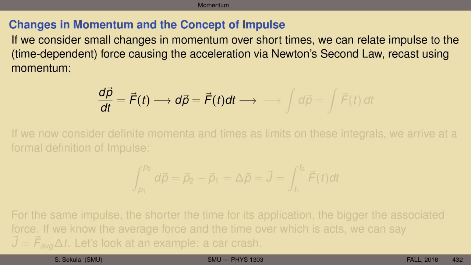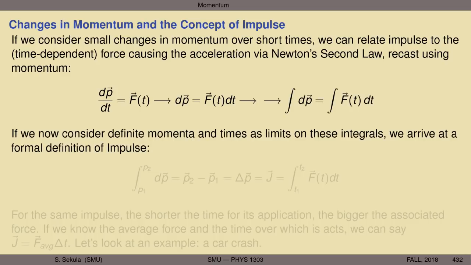Now, I have to have limits for these integrals. I'm going to have to sum from a minimum to a maximum value. So I'm going to have a minimum momentum. Maybe that's the momentum I start with at time t1, p1. And I'm going to have a maximum momentum. Well, that's the momentum I end with at the time t2. Let's call that p2. So I have two times, t1 and t2, and two corresponding momenta, p1 and p2. Let's go ahead and consider these definite momenta and times as limits on the integral.